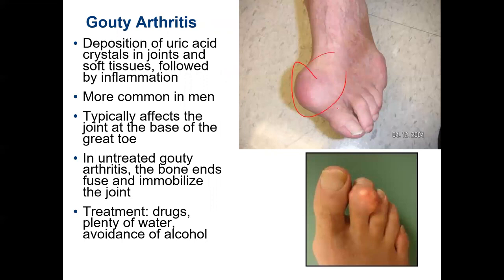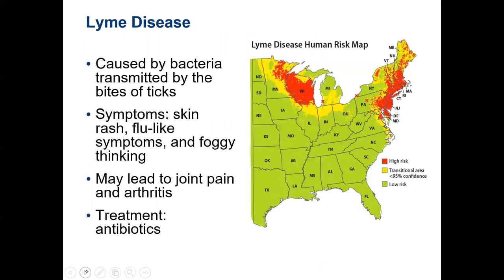Here's gout. Uric acid crystals deposited in the joints, you get inflammation. Treatment for this, stop drinking so much alcohol, drink more water, there's some medications. Lyme disease causes arthritis, but oddly enough, that's the least of your issues with Lyme disease. That foggy thinking make you crazy. Arthritis is really not high on your radar for Lyme disease. And notice that we're not even on the stupid map. We have zero risk of Lyme disease here. We just don't have those ticks.